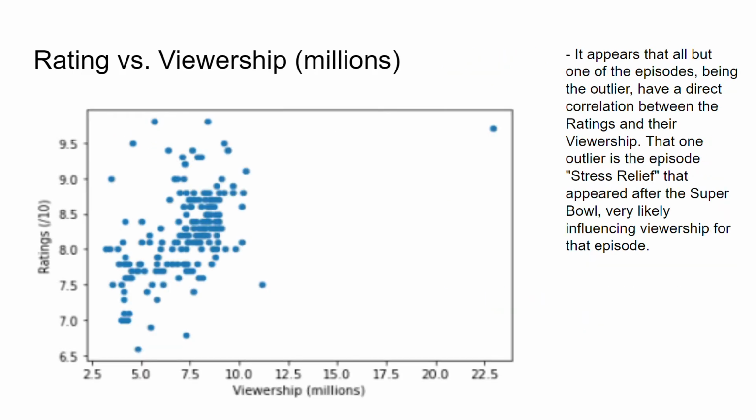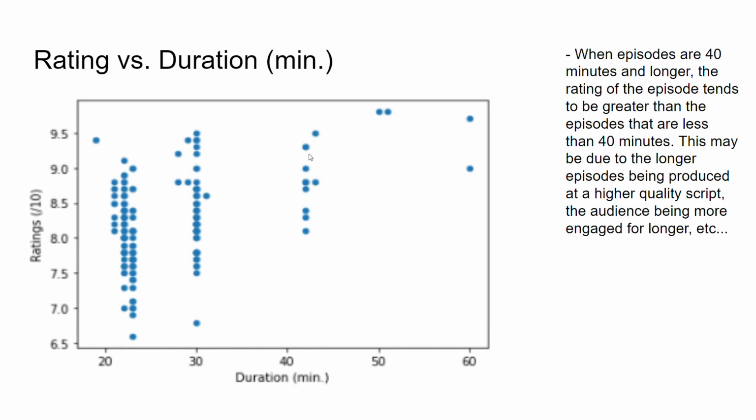So next up we have rating versus viewership in millions. It appears that all but one of these episodes, the outlier, have a direct correlation between ratings and viewership. This one outlier is the episode Stress Relief that appeared right after the Super Bowl, very likely increasing viewership by a large margin. So this is a scatterplot of rating versus duration in minutes.